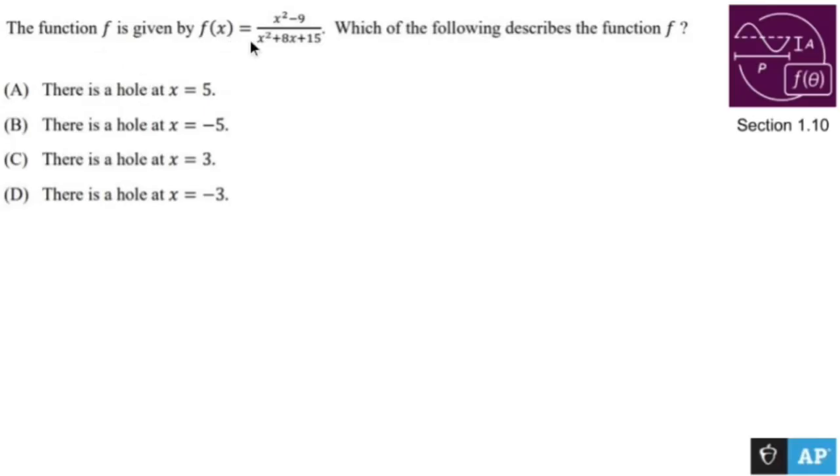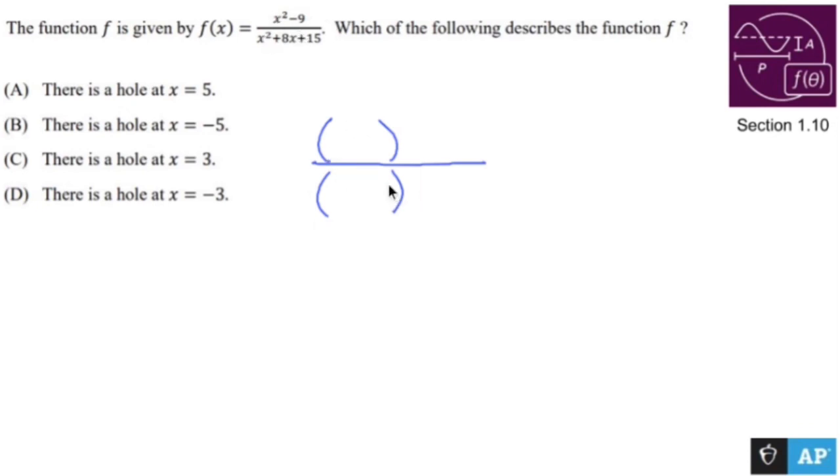The function f is given by f of x equals x squared minus 9 over x squared plus 8x plus 15. Which of the following describes the function f? They care about holes. Holes exist when you have a parentheses up here that is exactly the same as the one down there.